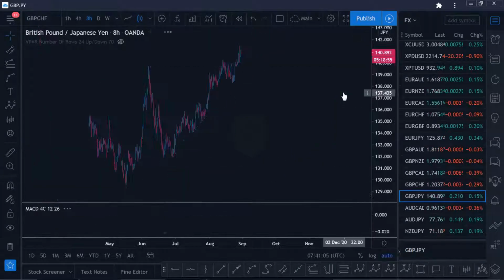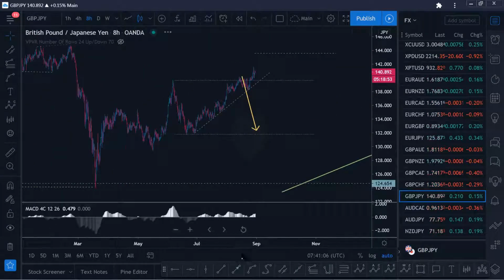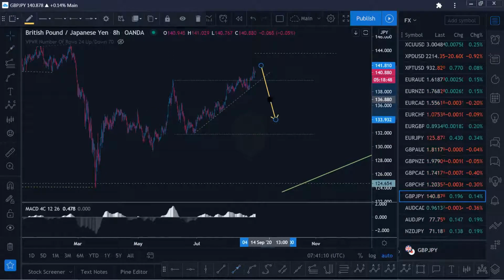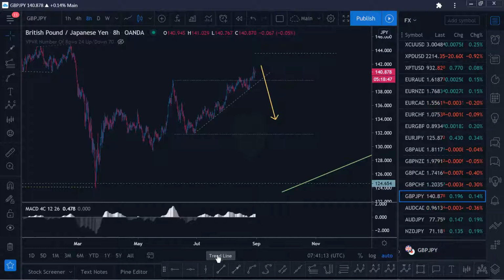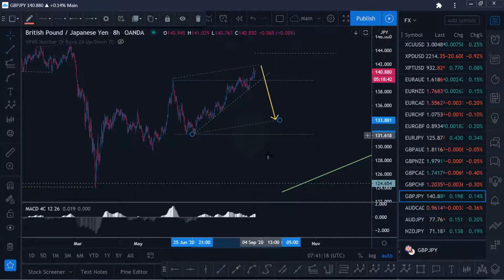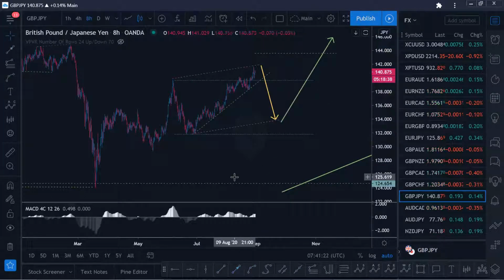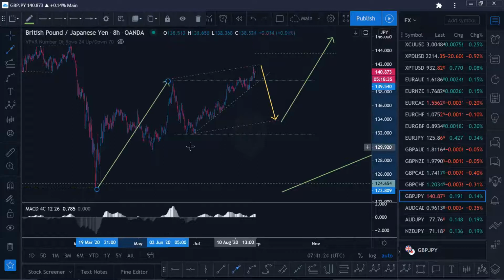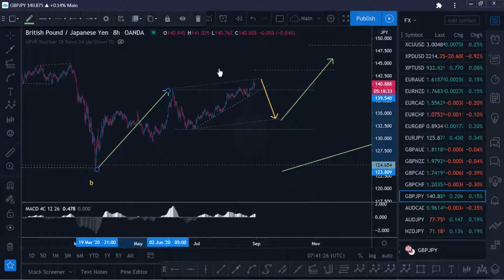And the pound yen is a very similar situation, where we have this move higher, although it's very choppy, and it looks like we've gone into a bit of a corrective structure where all of this is going to end up being a running flat for continuation to the upside to match this impulse. So we'll have to see how things play out.